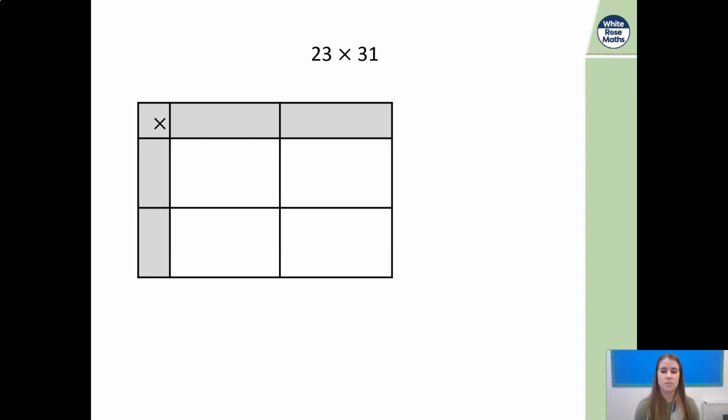So here we have 23 multiplied by 31. Now you can see here that I'm going to use grid method to support me with this question. So let's partition our numbers. We have 20 and 3, 30 and 1. All we need to do is then multiply those numbers together.